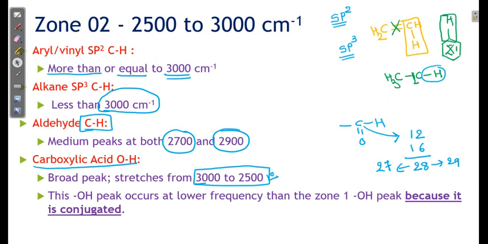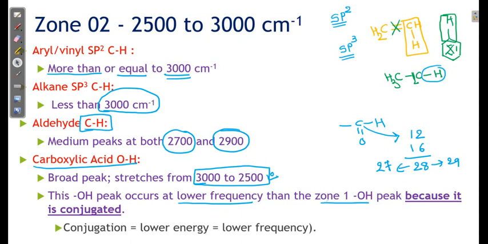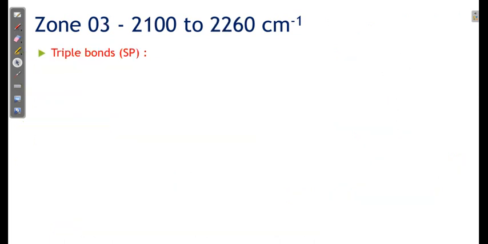And this is due to conjugation. The OH peaks occur at a lower frequency than the zone 1 OH because it is conjugated. I will show you the effect of conjugation. Conjugation always lowers the energy. How? That I told you. Let us go to zone number 3, which is very important and very interesting for us.